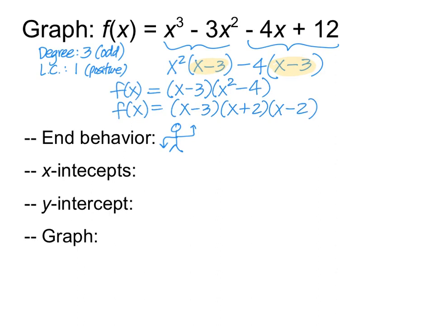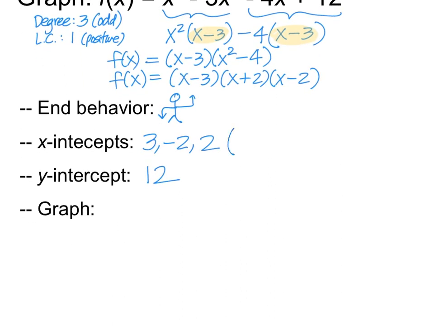So we can easily see that the x-intercepts are 3, -2, and 2. The y-intercept is when you make x equal to 0. So the fastest way to do that is to just look back at this original, plug 0 in for x, and you'll just be left with 12. And so the y-intercept is 12. Now it is time to graph.